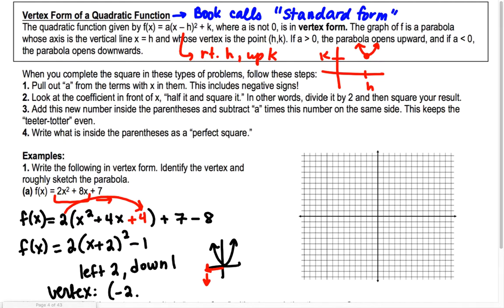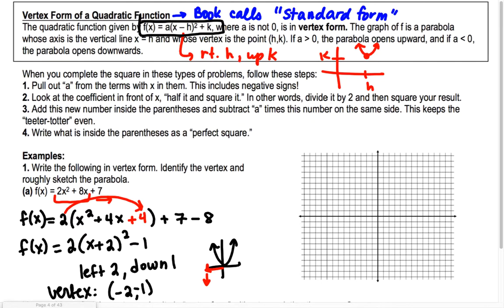Yeah, -2, 1. Does that make sense? So that's why in this equation up there, when you have f of x equals a times x minus h squared plus k, that's why there's a minus with the x, because it's really the opposite, right? When you say left, right? Does it make sense? Yeah, did I make a mistake? Dang it, down 1, -1.